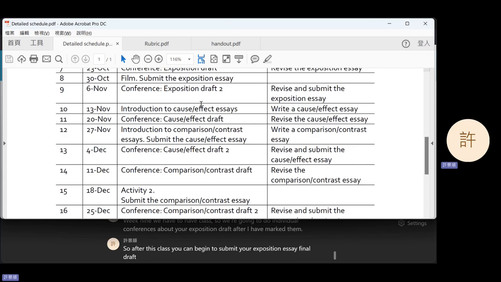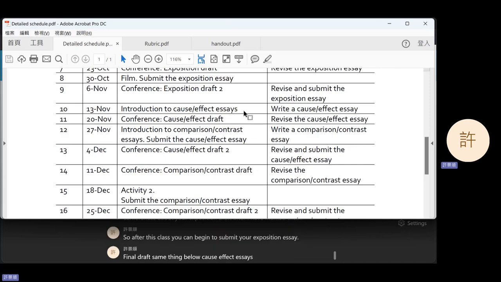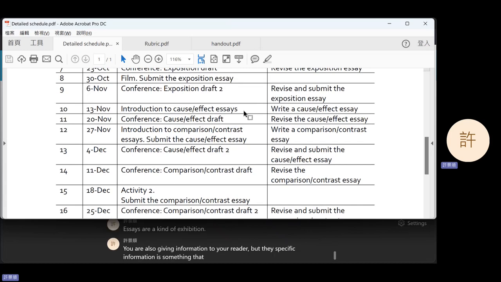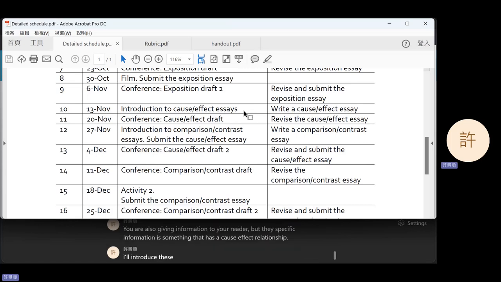Same thing below, cause-effect essays. Cause-effect essays are a kind of exposition. You are also giving information to your reader, but the specific information is something that has a cause-effect relationship. I'll introduce these other essay types when we get to the week that says introduction.